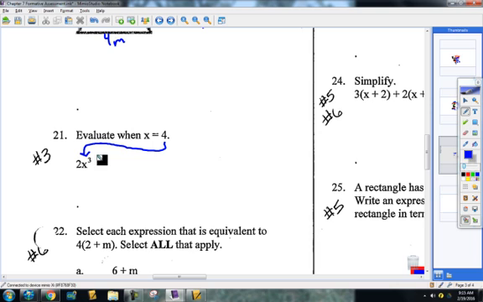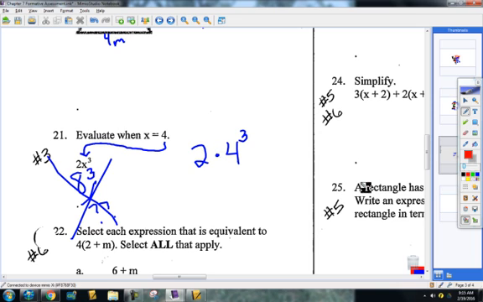Here's why. Because everybody wants to say, okay, plug it in. 2 times 4 is 8. 8 to the 3rd power is whatever that is. That is wrong. You just broke the order of operations. This is why I make you turn the algebraic expression into a numeric. So again, you had to do what I'm about to show you. 2 times 4 to the 3rd.